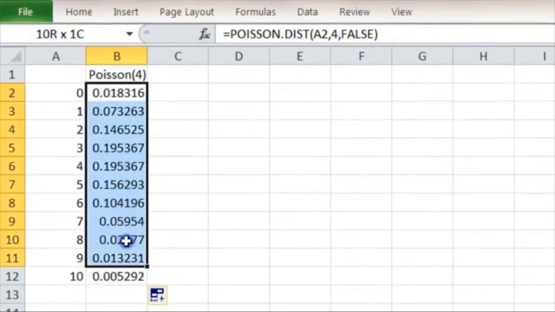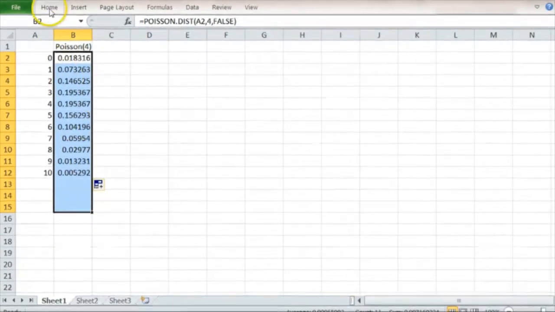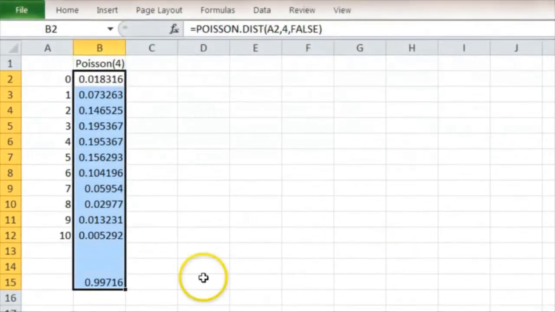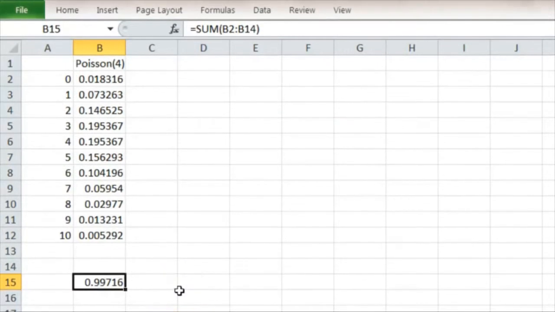And if we add these up, we should get quite near to 1, but not exactly. Let's just check the adding up. 0.997. That's because in theory the Poisson goes on forever. We could get 11, 12, 13 events. But we've got most of them. We've got 99.7% of the events here.